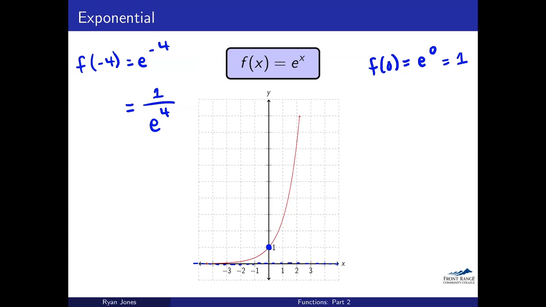If I actually do this, we would get roughly 54 for e to the 4th. I'm approximating it there. So basically this is approximately 1 over 54, and that's really small. That's approximately 0.02, just very roughly. I'm just estimating off the top of my head here. So that's a very small y value when I plug in x equals -4.